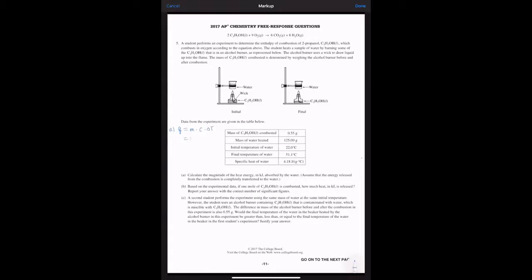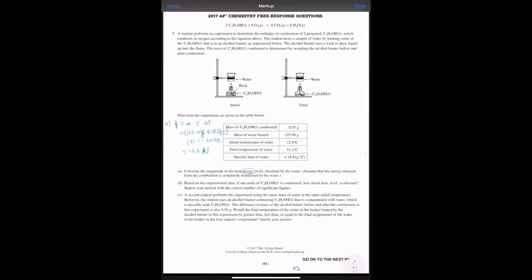The total mass is 125.00 gram, and the specific heat of water is 4.18 joule per gram per degree Celsius. The temperature difference is the final temperature minus the initial temperature, 51.1 minus 22.0 degrees. By solving this equation, we find Q equals 15.2 kilojoule. You have to be aware of the significant figures in this type of calculation. So this is how to find the heat energy for part A.